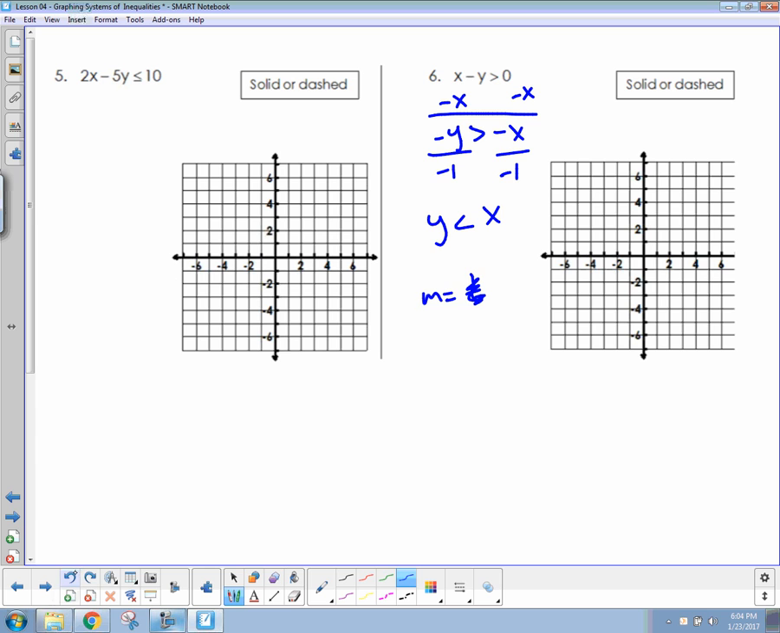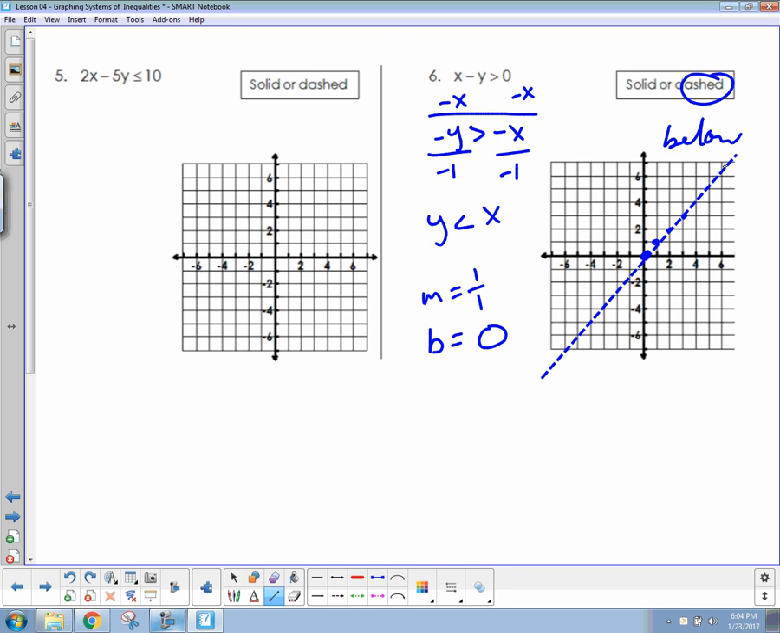Y-intercept 0 because there's no constant. So up 1 over 1, up 1 over 1. And this line should be dashed. And we're shading below because it's less than. I still think my tool is set up for that. And again, we're shading below. So let me get my highlighter and shade below.